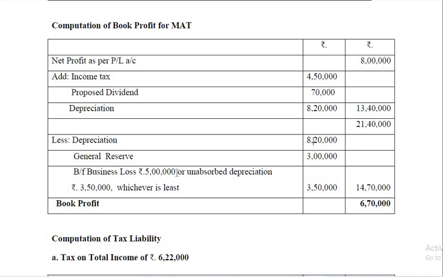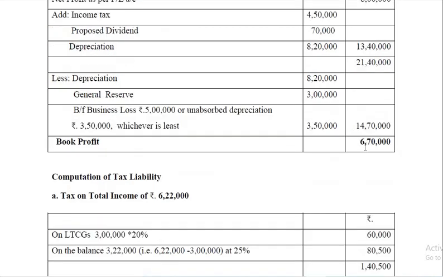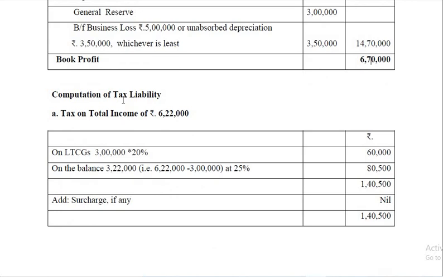Then brought forward business loss or unabsorbed depreciation, whichever is least or less. So I already told you 5 lakh or 3,50,000. Of that, least one is 3,50,000. As a result, total deductions are 14,70,000. So 6,70,000 is the book profit. Come to computation of tax liability.